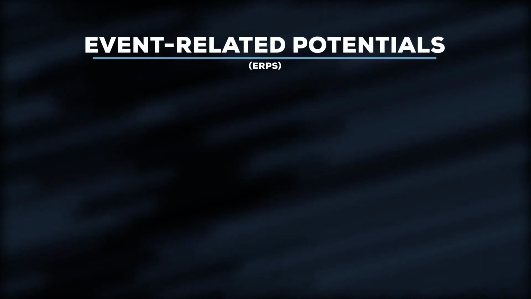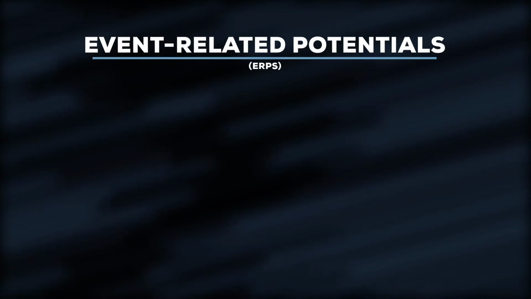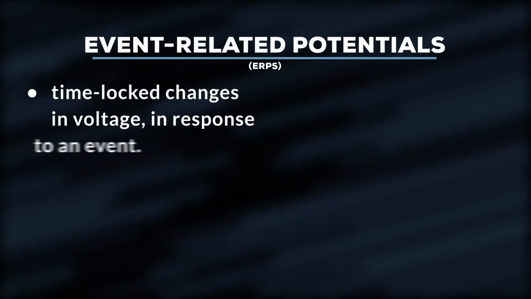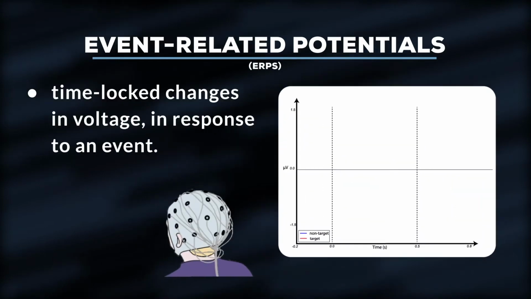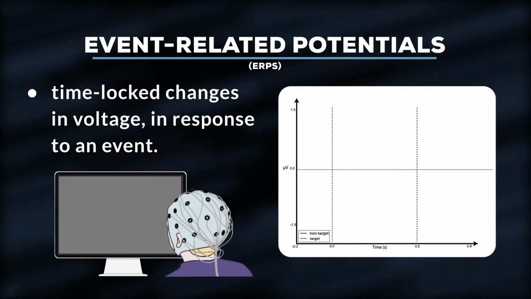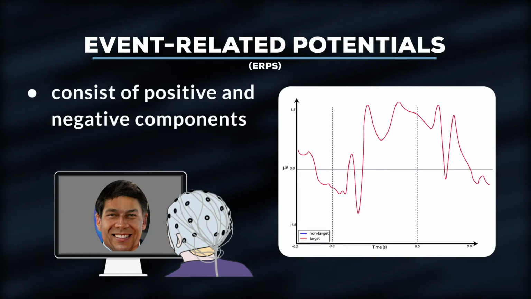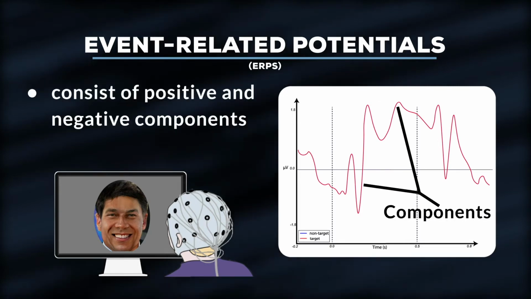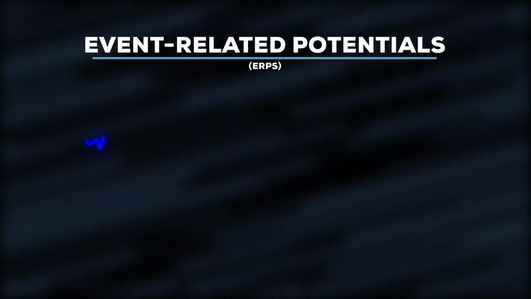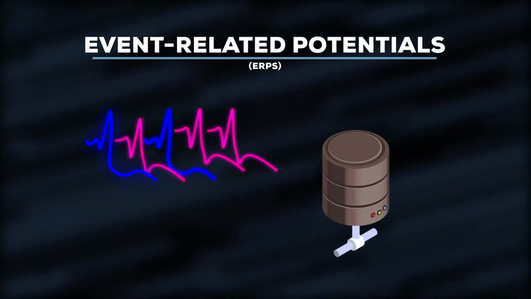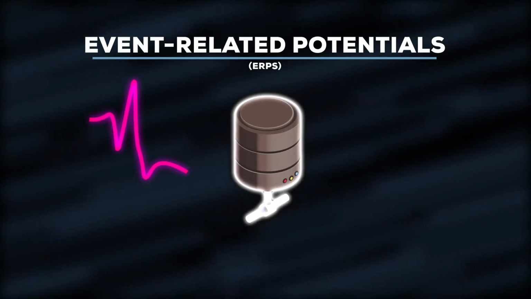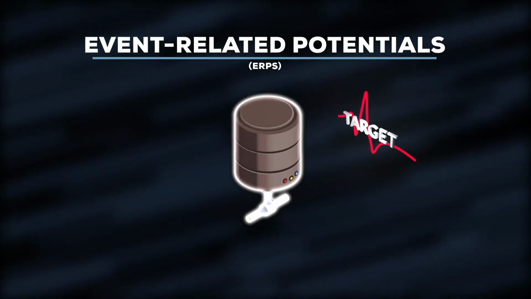Event-related potentials, commonly referred to as ERPs, are a key feature of EEG data. ERPs are time-locked voltage fluctuations produced by the brain in response to some event, such as viewing a face or moving a muscle. ERPs consist of positive and negative components, characterized by a variety of amplitudes and latencies. To automatically interpret ERPs, machine learning models can be trained to distinguish between ERPs produced by different events.